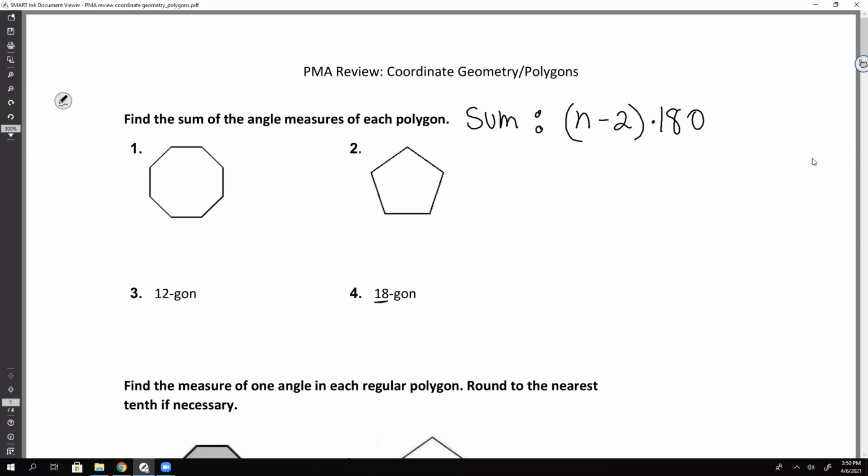So I'm going to do number 1 with you all. So how many sides does this have? 1, 2, 3, 4, 5, 6, 7, 8. So n is 8. So to get the sum, we do 8 minus 2 times 180. So 8 minus 2 is 6 times 180, gives us 1080. So if they took all the angles inside here and added them all together, it would add up to 1080.